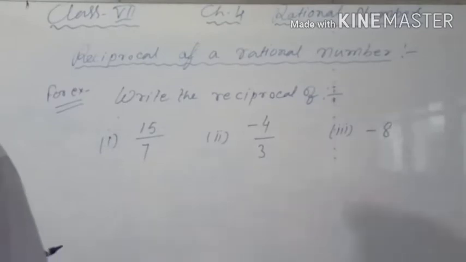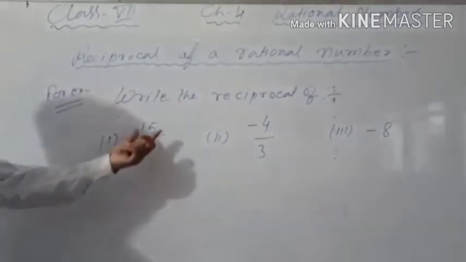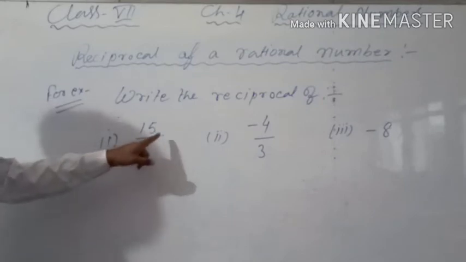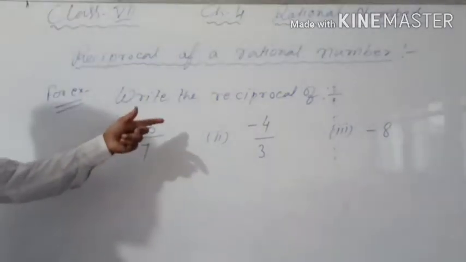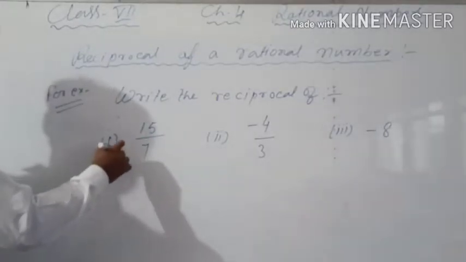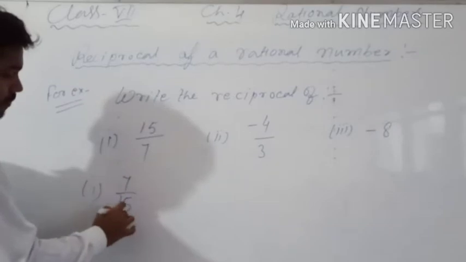Suppose here are some examples. Write the reciprocal of 15 divided by 7. So if you consider 15 as a and 7 as b, so a by b we will write as b by a, just the opposite of that. So reciprocal of question number 1 will be 7 by 15.